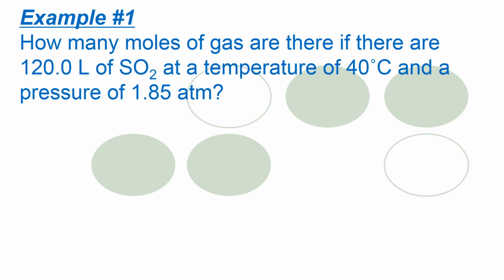The first example is, how many moles of gas are there if there are 120 liters of sulfur dioxide at a temperature of 40 degrees Celsius and a pressure of 1.85 atmospheres? So we're going to use this equation, PV equals nRT, the ideal gas law, and we chose it because there's one volume, there's one pressure, there's one temperature, and it asked us for moles.